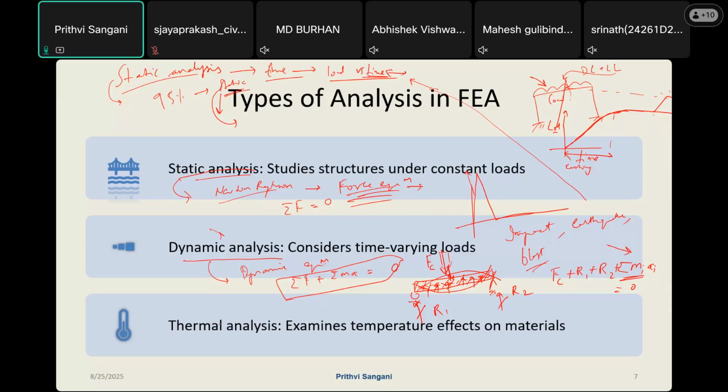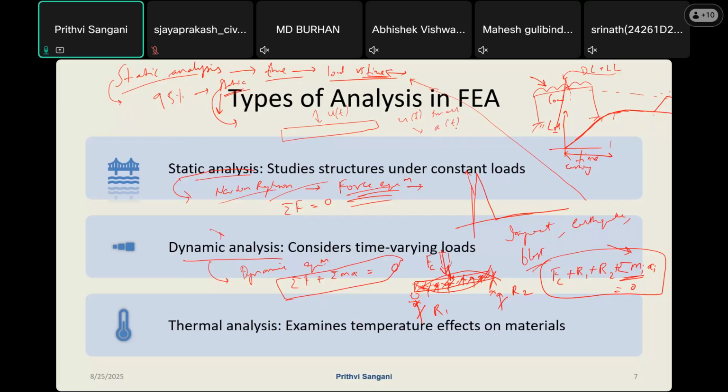We'll also see this when we are discussing the software. But just remember that mass is playing an important role in dynamic analysis. In force equilibrium, what I mean to say is your forces are acting very slowly. Let us say your loading rate u of t is small.